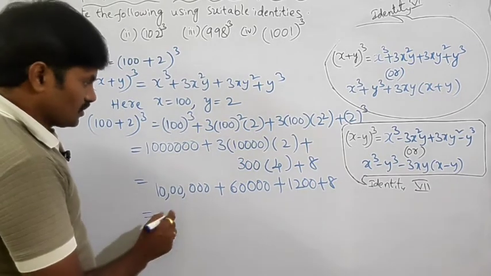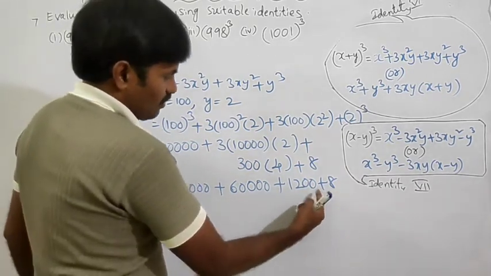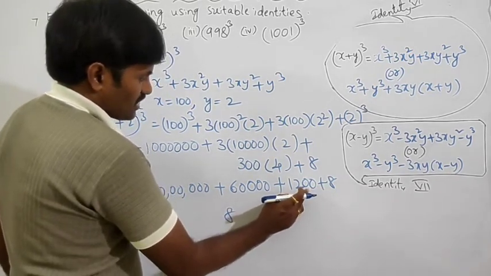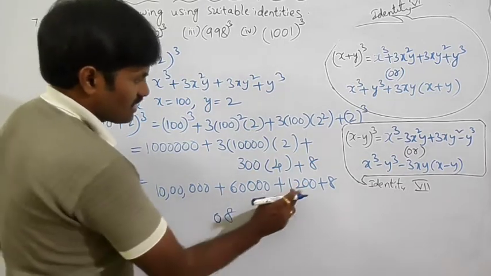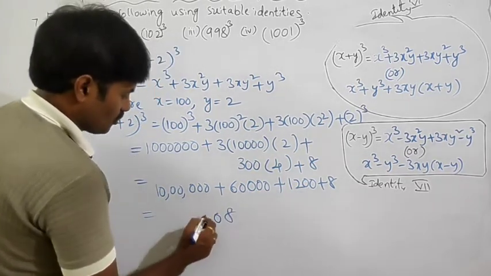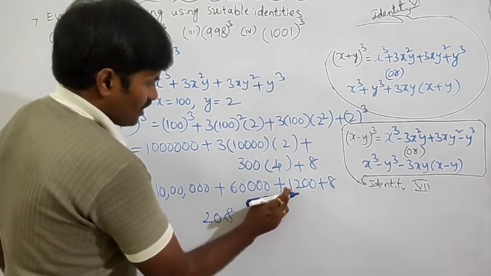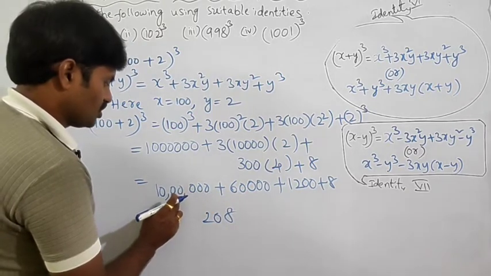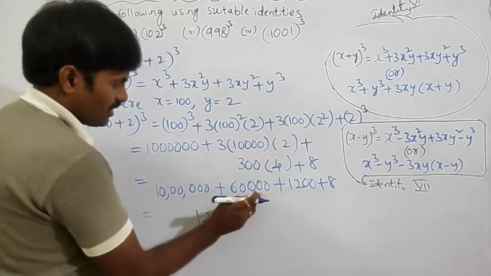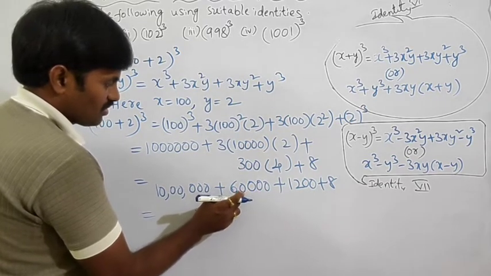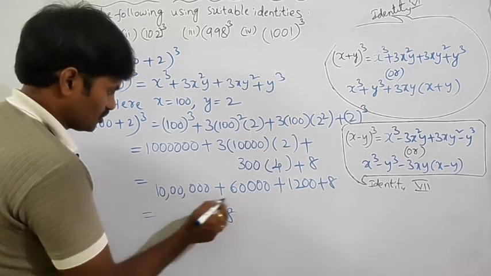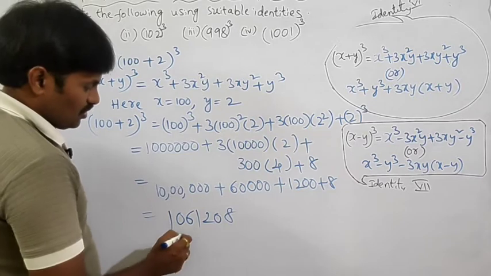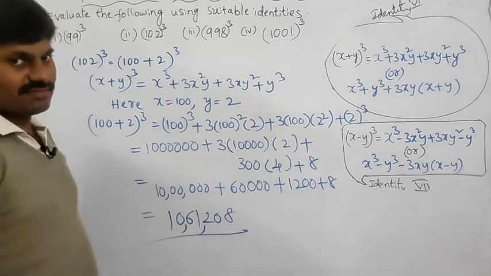Okay. Now addition. Ones digit: 8 plus 0, 8. Ones digit complete. Now tens is 0 plus 0 plus 0, 0. Hundreds place: 2 plus 0 plus 0, 2. Thousands place: 1 plus 0 plus 0, 1. Thousands place completed. Now 10,000 place: 6 plus 0, 6. Lakhs place is 0 itself. 10 lakhs plus 1.